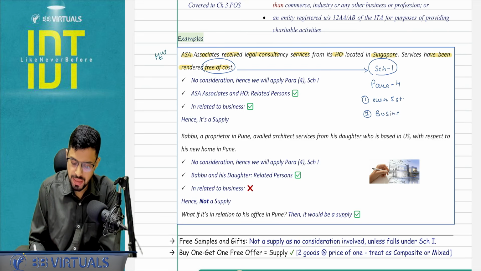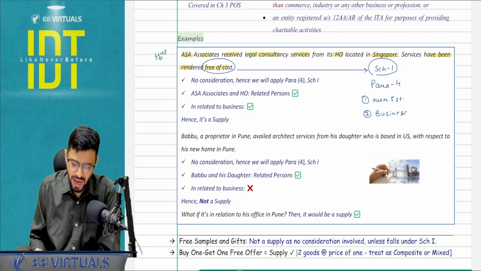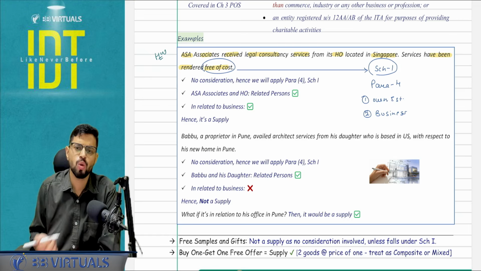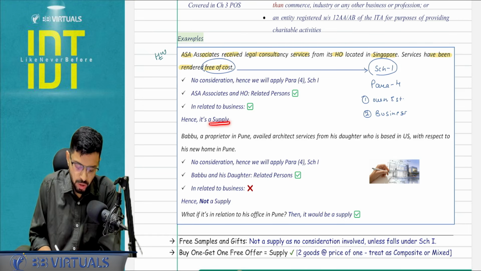So the Finance Minister says that if it is your own person, that is why the consideration is not there. It's not a third commercial party, it's your own establishment. That's why they have not charged the consideration. And plus it is related to your business. This is your commercial transaction. Then why shouldn't we charge GST, just because consideration is missing? It is your own establishment, your same company. Hence it is going to be a supply.